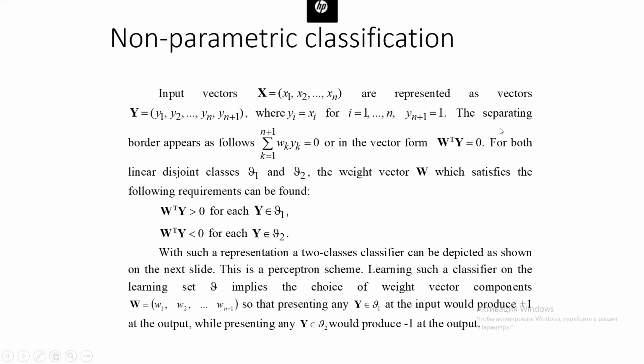And you know that the separating surface may be expressed using this equation, when we calculate the sum of the weight vector multiplied by our parameters, and it should be equal to 0. So the separation line is expressed by this equation, and in matrix form it will look like this. You've seen it when we talked about discriminant analysis.